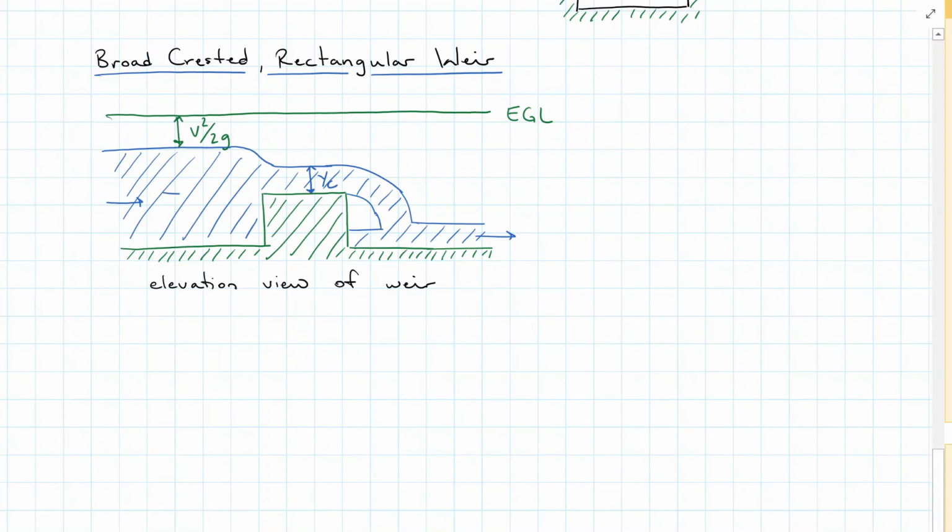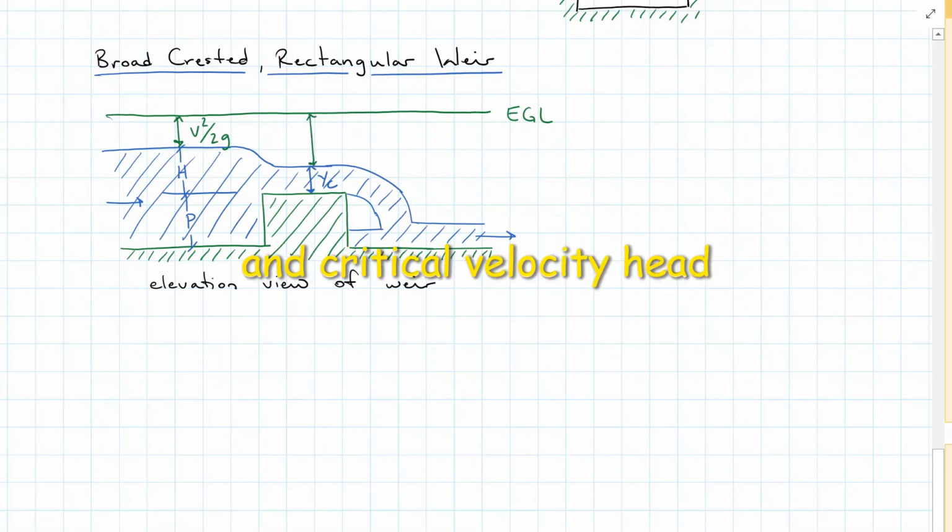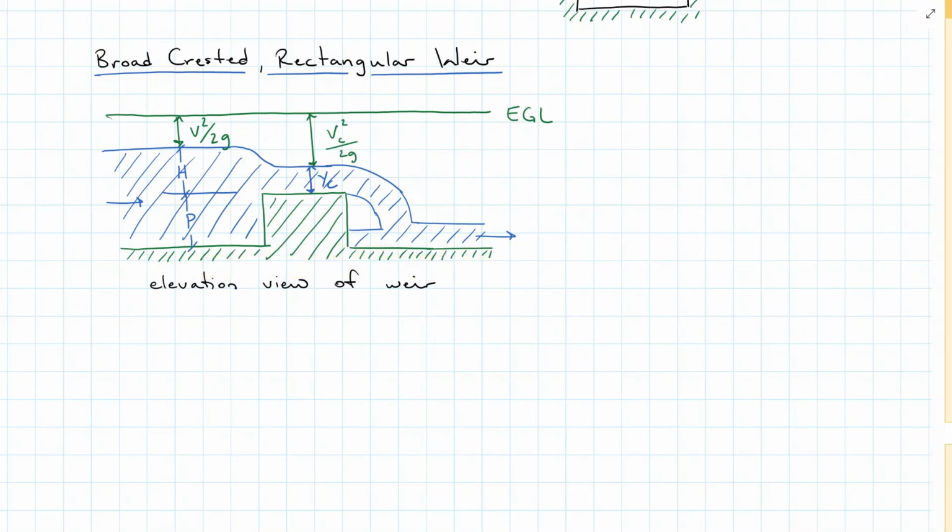We still have H, which is height above the weir. We're still going to have P, which is the height of the weir itself. And that's going to give us a flow rate equation of CD times the length into the page, so that's the width of the channel, the width of the weir, times the square root of G, times 2/3 of H raised to the 3/2 power.